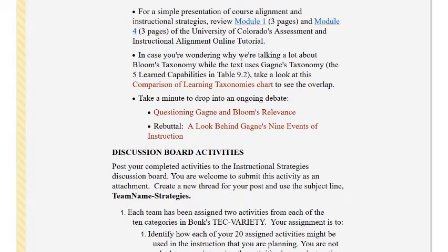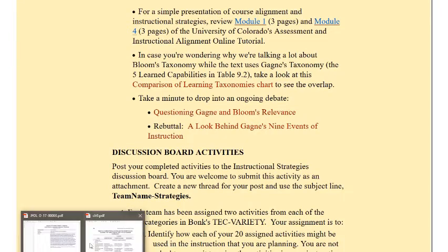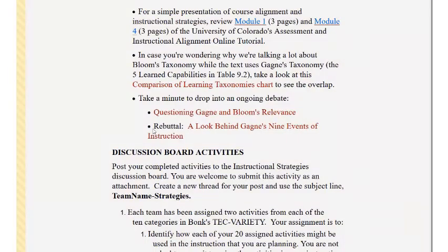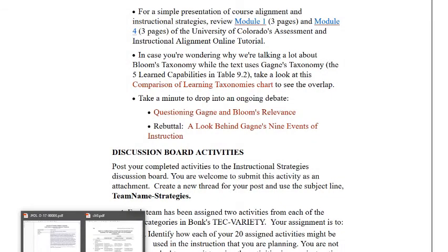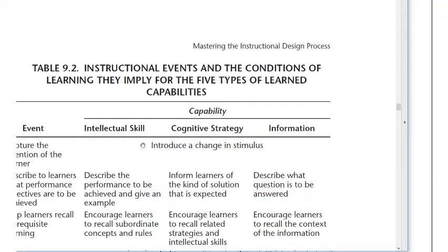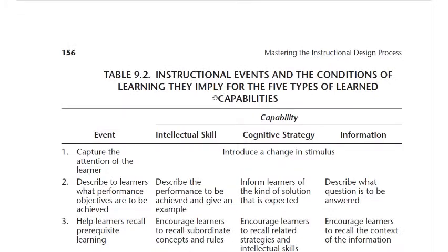Now, the next thing you're going to do, and I think I'm going to stop. No, I'm going to keep going. The next thing you're going to do is look at that Gagne table. So let's do that in the textbook. If you go to your textbook, chapter 9, put this where we can see it.